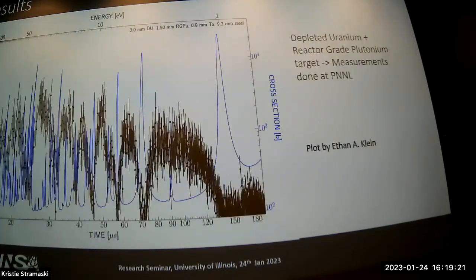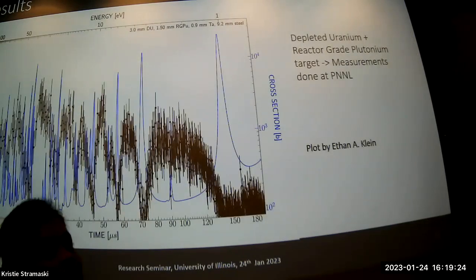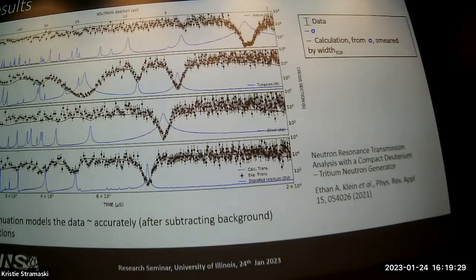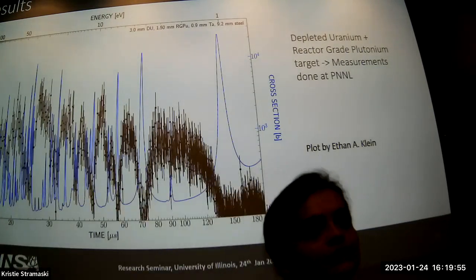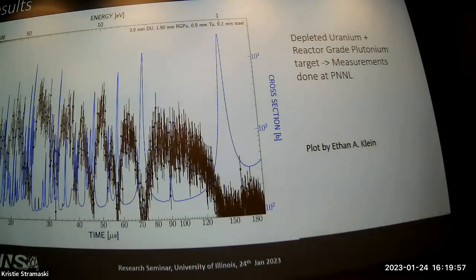Now, very recently, we went to PNNL. As these measurements were done at MIT, it's very difficult to get hold of plutonium isotopes or HEU, highly enriched uranium, in universities. I don't know how it is here, but it was really difficult to work with these sensitive materials at MIT. So we couldn't do those measurements there. We collaborated with a national lab, PNNL, where it's easier to get hold of plutonium or uranium isotopes.